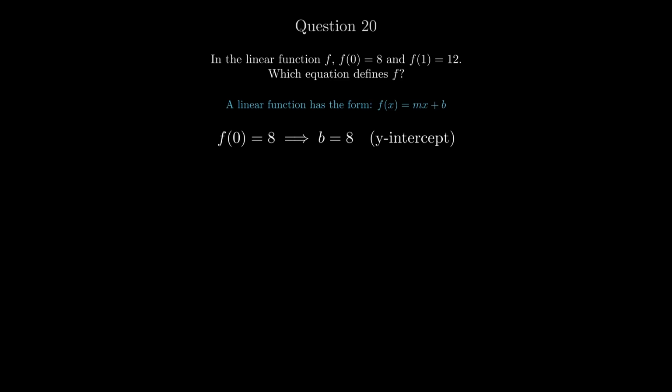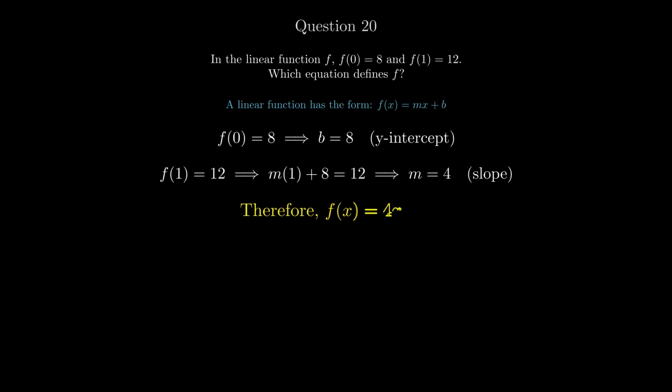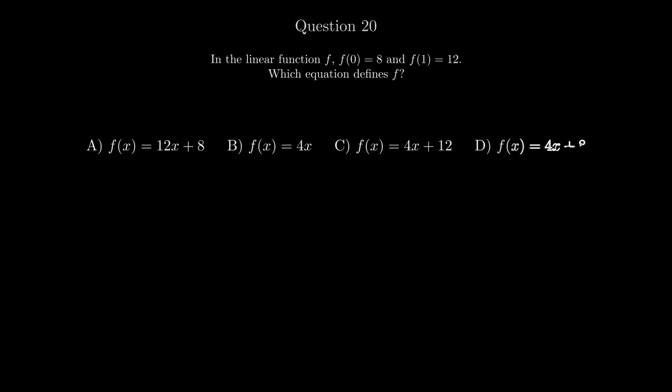Next, we use f of 1 equals 12 to find the slope. Substituting x equals 1 and b equals 8 into the equation gives us m plus 8 equals 12, which simplifies to a slope m of 4. Putting it all together, our equation is f of x equals 4x plus 8. Looking at our choices, this matches option D.